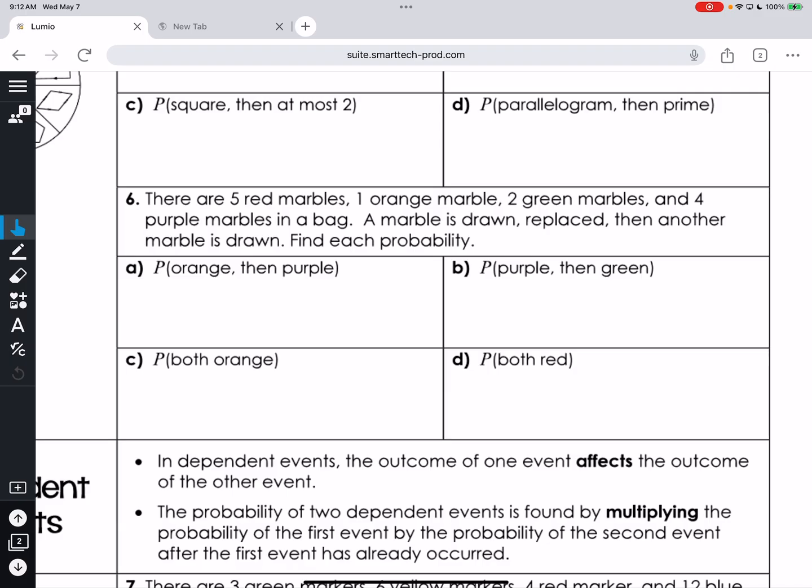So, what would be our denominator for this? 6A. How many? 5, 1, 2, 4. 12. If I want to draw an orange, 1/12. All right, I want to draw purple. 4/12. What's the final simplified answer? 1/36. 1 over 36, that's going to happen. Not a very high chance.